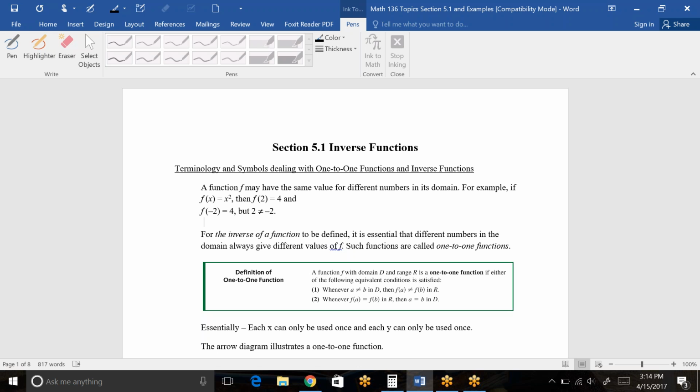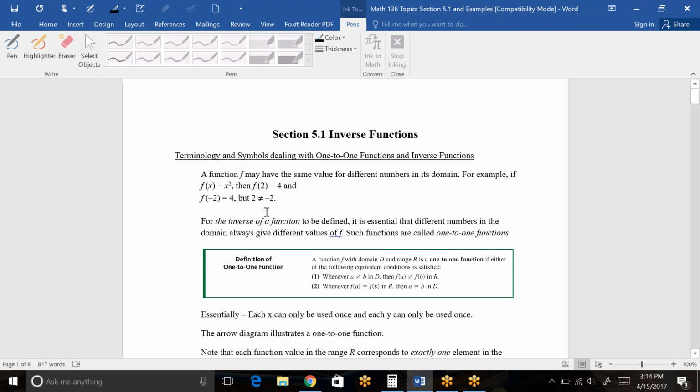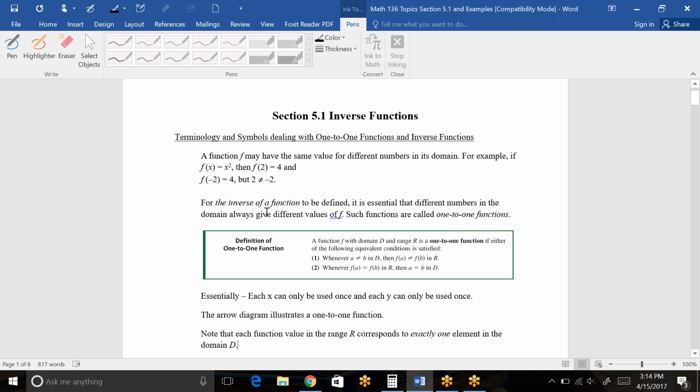So a function may have the same value for different numbers in its domain. For example, if you have x squared as your function, 2 and negative 2 both square and equal 4, but negative 2 and 2 are different x values. So before, remember when we defined what a function was, we said each x could only be used once. We didn't care if the y of 4 had popped out twice. That's just when you want it to be a function.